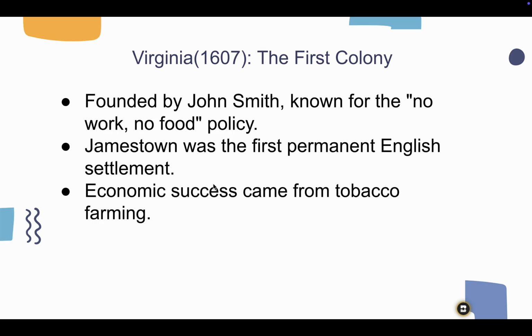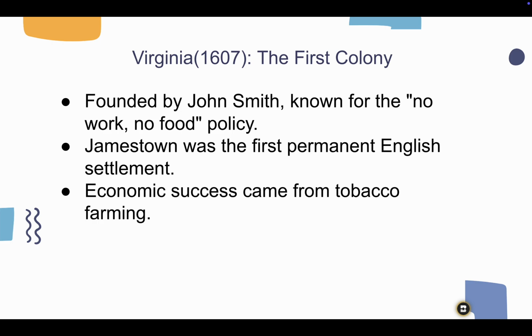All right. We know that the first colony that was established by the English was Virginia. At first, it was called Jamestown, the first permanent colony. You should have on your map already 1607 is Virginia. Founded by, of course, John Smith. He's known for his motto of no work, no play. Actually, no work, no food. Sorry, no work, no play was the Puritans up in Massachusetts.